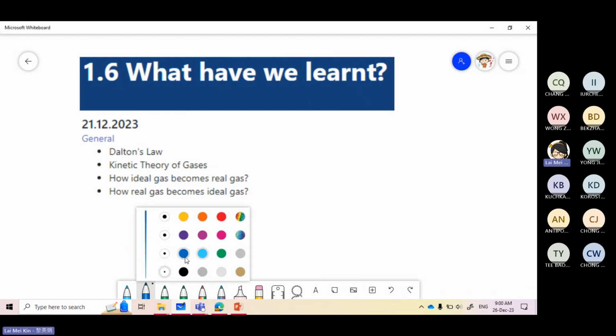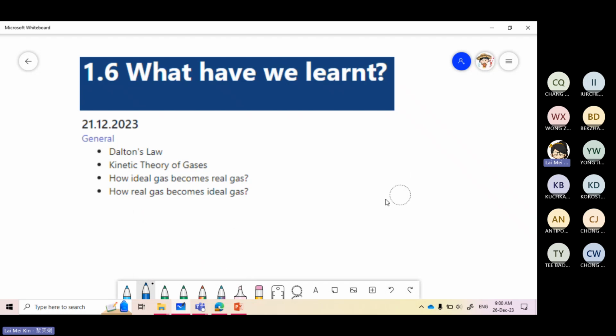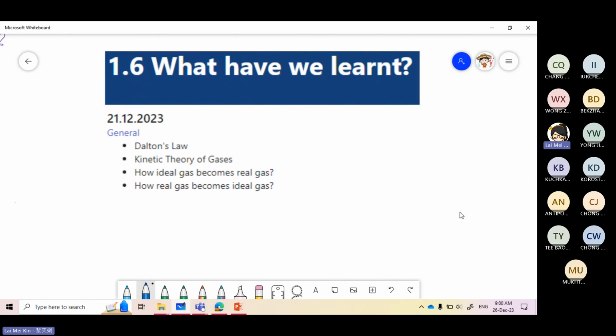So today, let's continue on what we have learned the other class. Okay, recap on what we have learned previously. So first of all, we learned about Dalton's law, Dalton's law of partial pressure. What does Dalton's law of partial pressure say? Tell me anything that you remember.